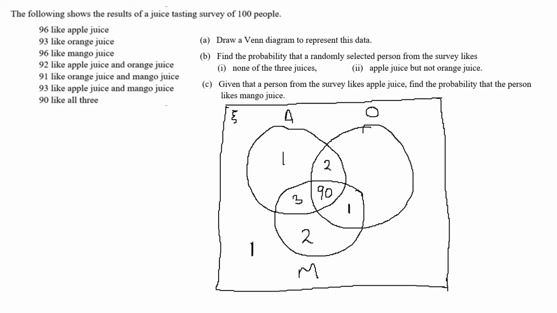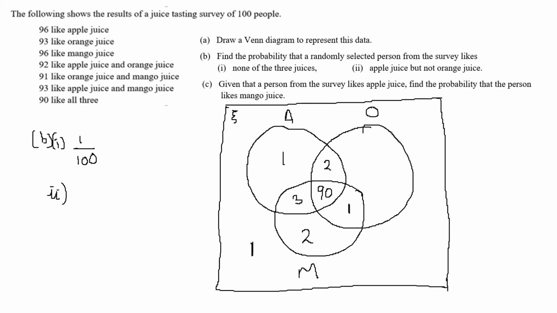Now B, find the probability that a randomly selected person likes none of the 3 juices. So we've got 1 person that isn't in any of those sets for apple, orange or mango juice, and there are 100 people altogether, so that probability would be 1 over 100.